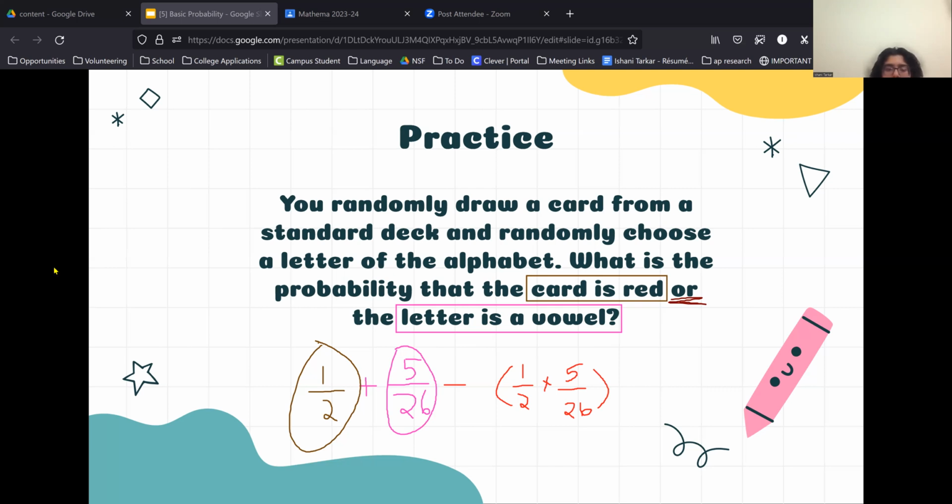I'm just going to draw an arrow between what corresponds with what condition. So the card is red is 1/2, and the 5/26 is that the letter is a vowel. So when we do this, we will get 5 over 52 as this part, 5 over 52.